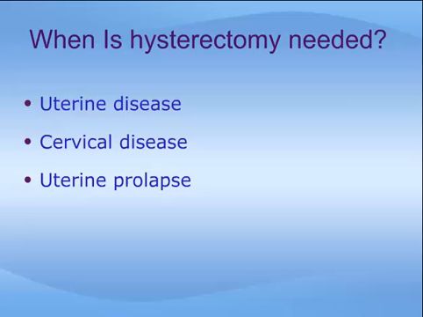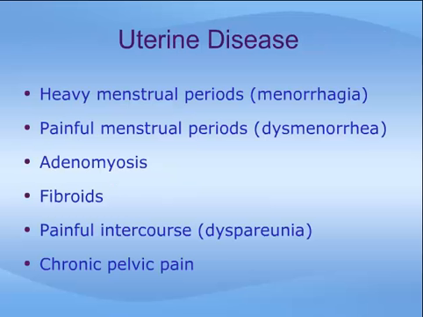Now let us review some of the reasons, or indications, for hysterectomy. These include, in broad categories, uterine disease, cervical disease, and uterine prolapse. There are many different types of uterine disease, including heavy menstrual periods, or menorrhagia, painful menstrual periods, or dysmenorrhea, adenomyosis, fibroids, painful intercourse, or dyspareunia, and chronic pelvic pain.